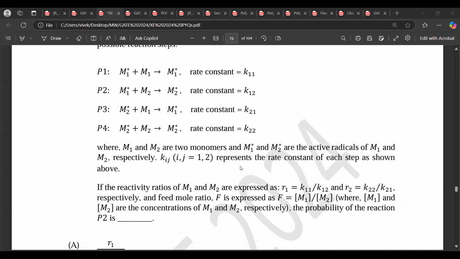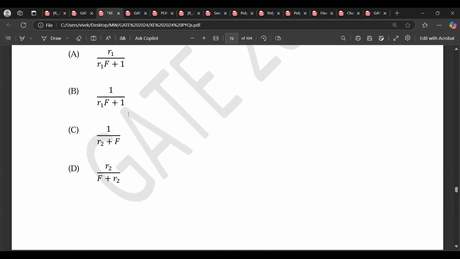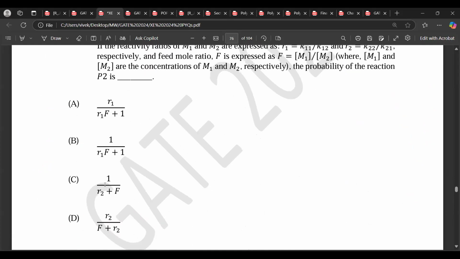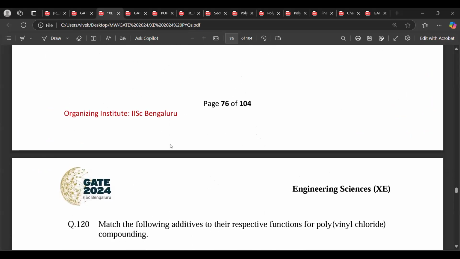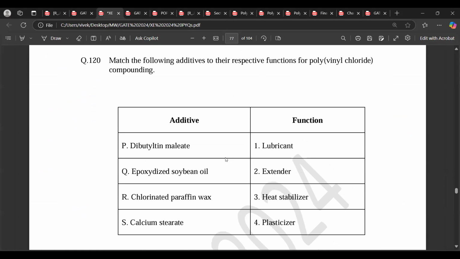Of course it's tricky, because you need to understand what is P2. P2 is only about M1 star, not the M2 star. So there's no point taking this in the denominator of total cases. So our final answer should be, I think, B, right? 1 by 1 plus R1 plus X, something like that. Now this is just memory, so I don't want to spare a lot of time. You just need to memorize.